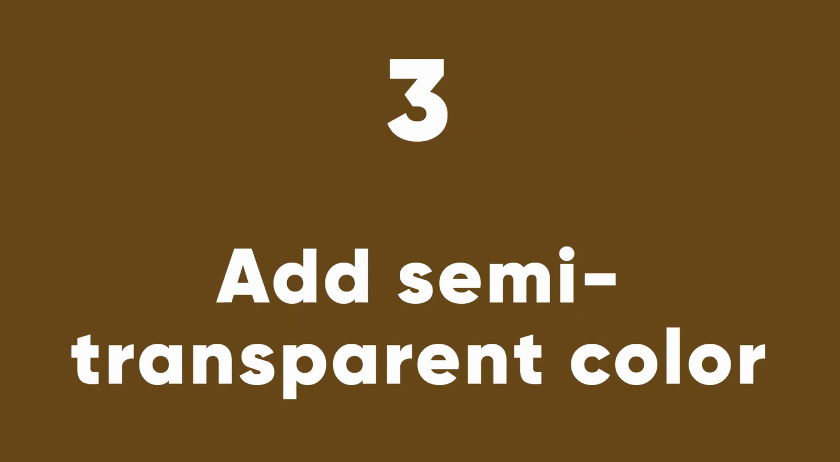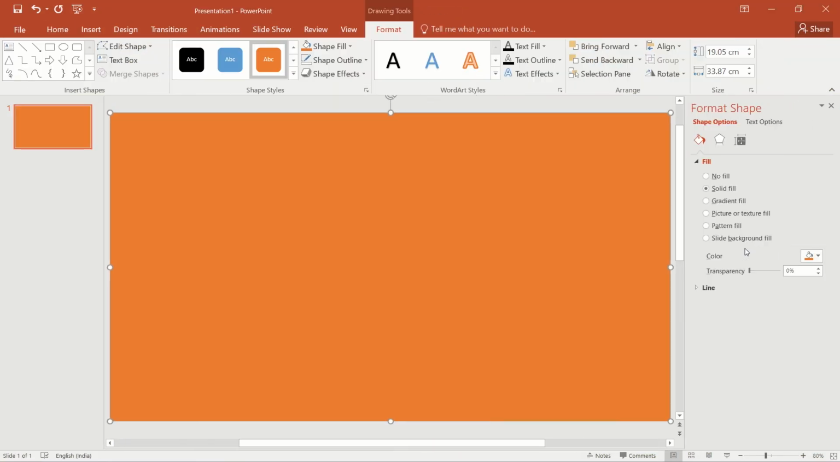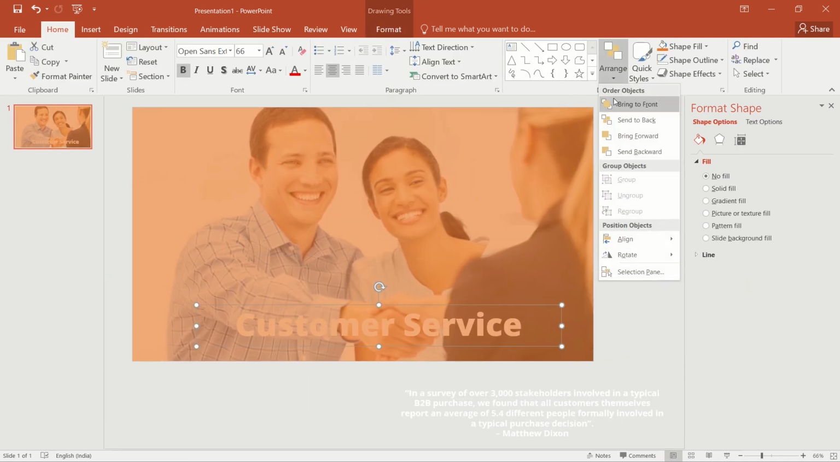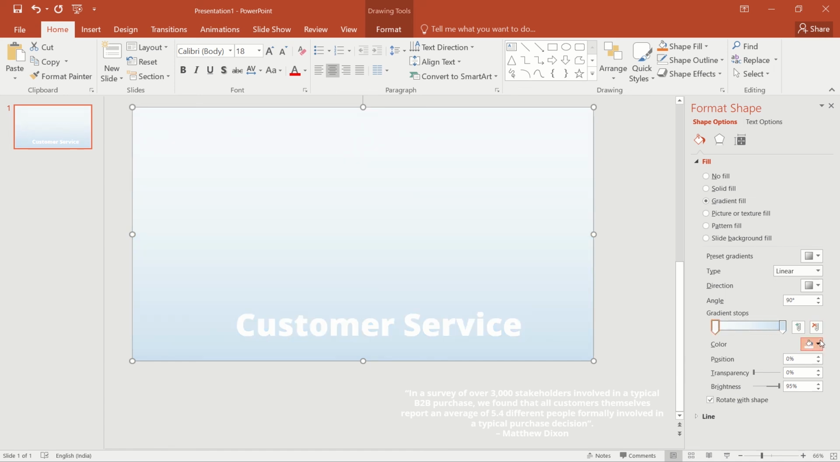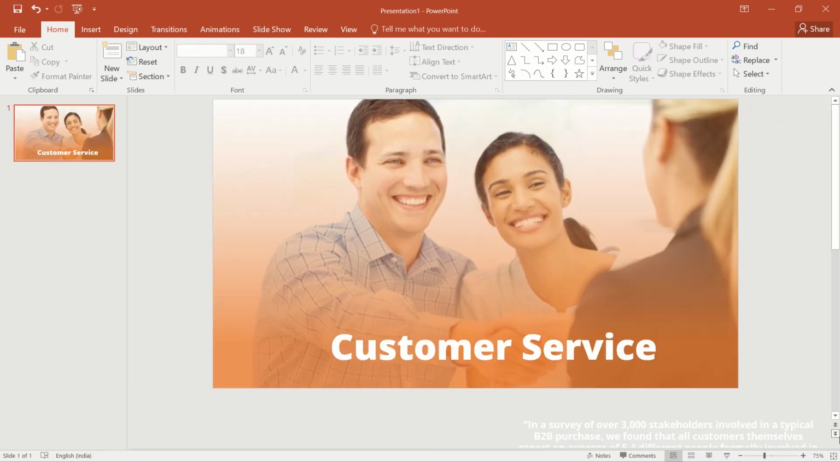The third way you can use an image is as a background. Just add a semi-transparent shape over the image. Depending on the content, you can either add a semi-transparent solid color or go with a gradient fill, tweaking the transparency of the colors here and there. Just play with it. So, that's all for this one.